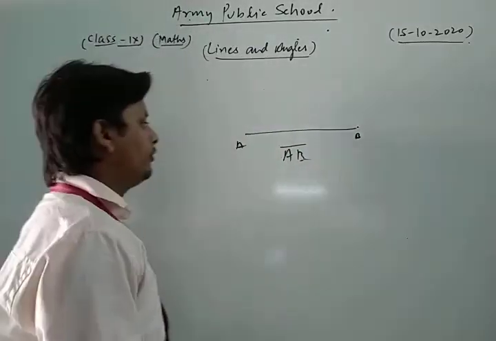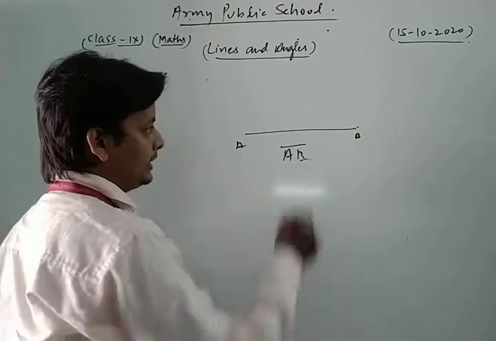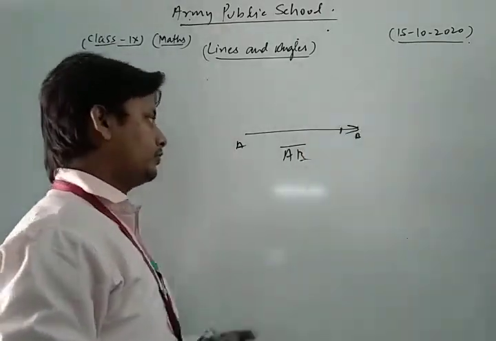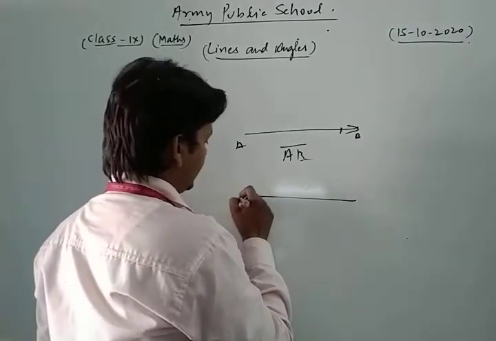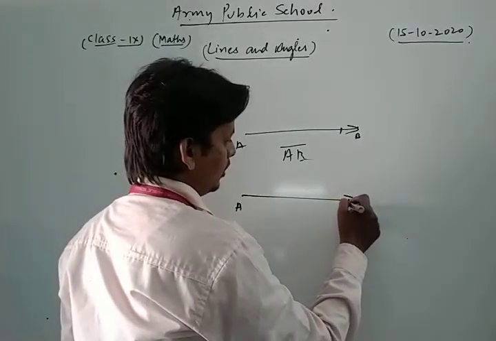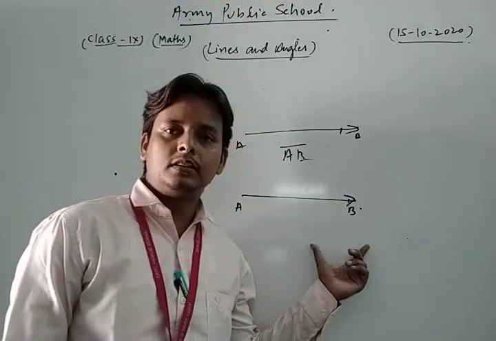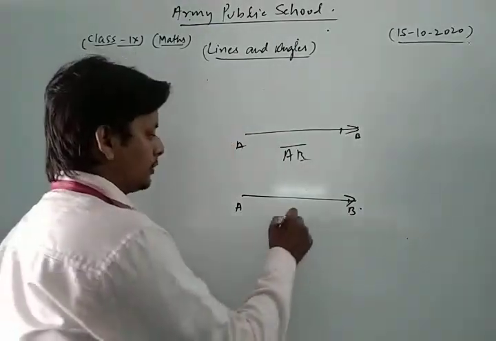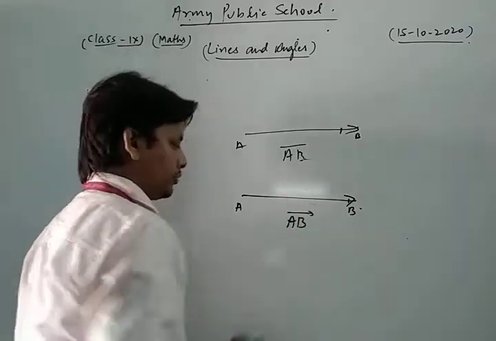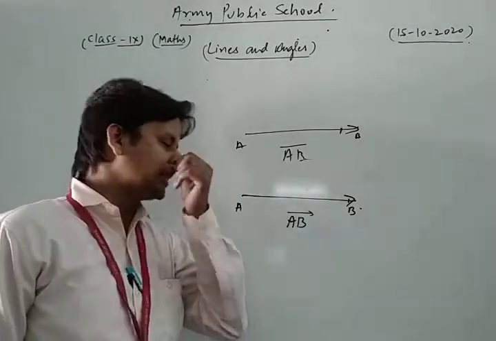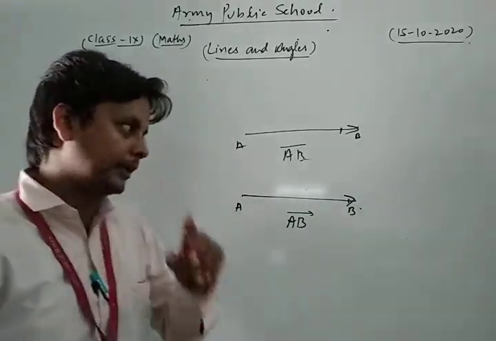Now, if that line segment is extended in one direction, if we write in this way, then it is said to be a ray, and it is denoted in this way. This is the representation of a ray and this is the representation of a line segment.